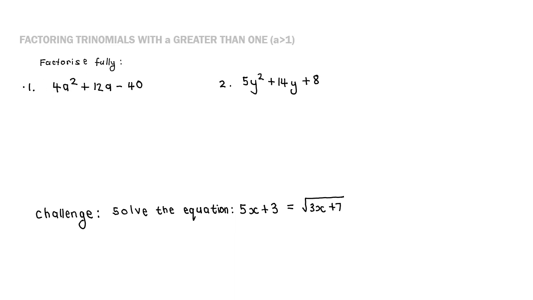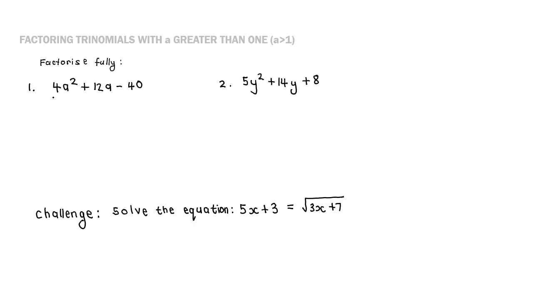You can see in example number 1 we can pull out a common factor of 4. If we do that, the trinomial that's left over will be much easier to factorize compared to trying to factorize 4a squared plus 12a minus 40. In the second example, unfortunately, there is no common factor that we can pull out, so we'll have to look at how to approach the second example. So let's start off with the first one.